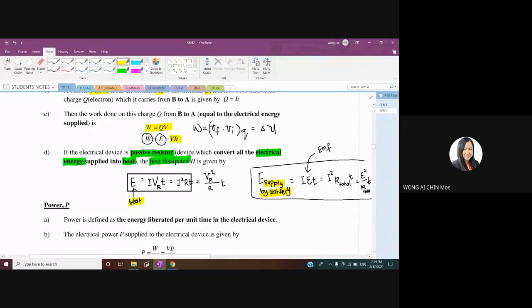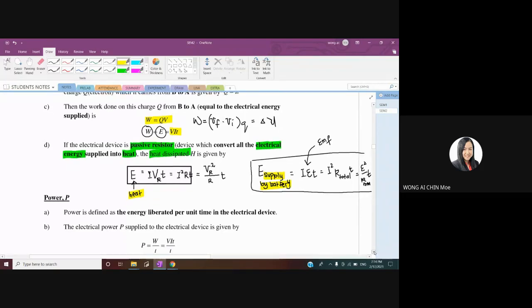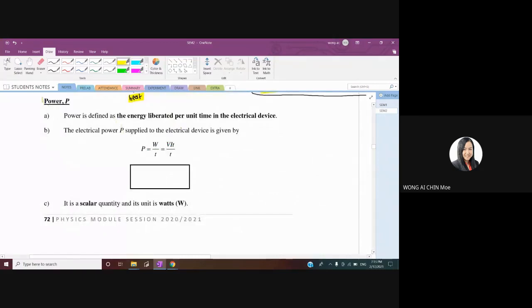Next, similar for power. Power is defined as the energy liberated per unit time in the electrical device. So our power we can write as work done over T, or work done equals IVT over T, because our power is equal to energy over time.